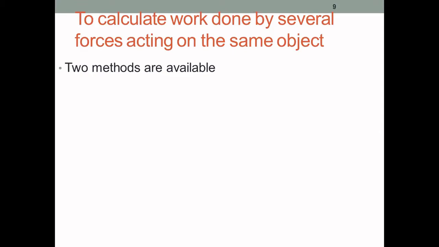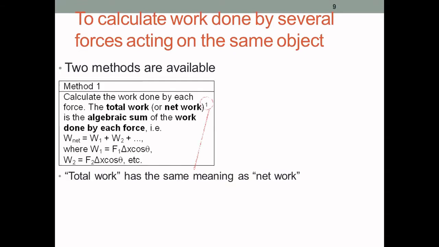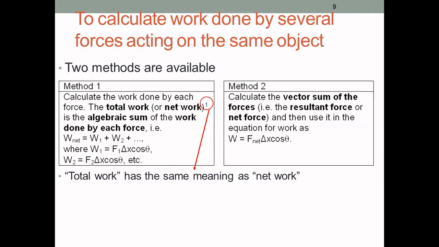To calculate work done by several forces acting on the same object, we have two methods available. For example, you can calculate the work done by individual forces, then you add the work done by the several forces to get the net work. Or you can calculate the net force, then substitute it into the formula W = F Δx cos θ, where the force will now be F net.